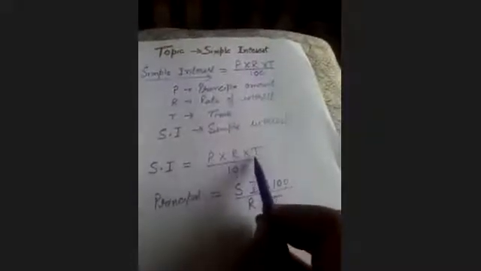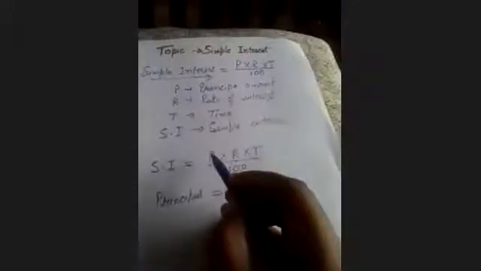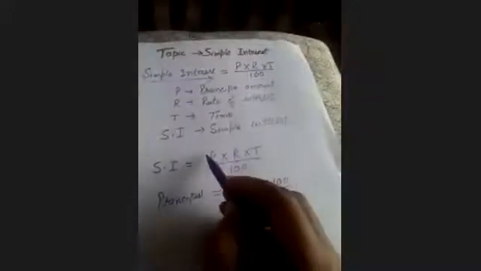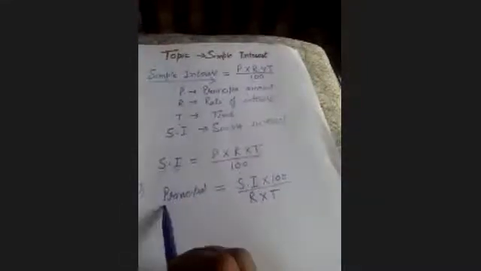Simple interest is equal to P into R into T divided by 100. Now we want to know the principal amount. Simple interest you know. Then what we will do: write on the left hand side principal amount, then simple interest multiply by 100 divide by rate of interest and time.